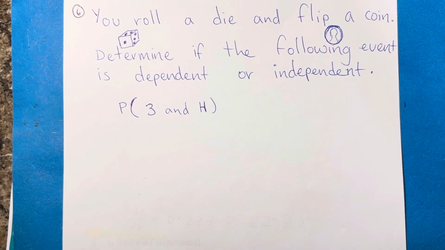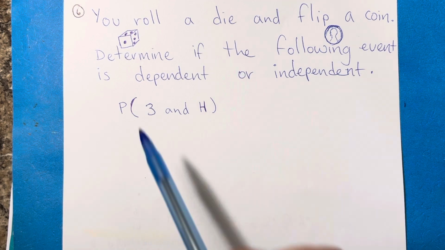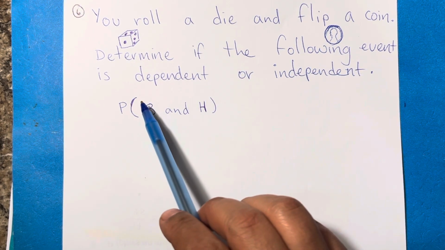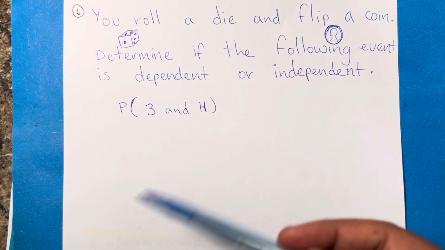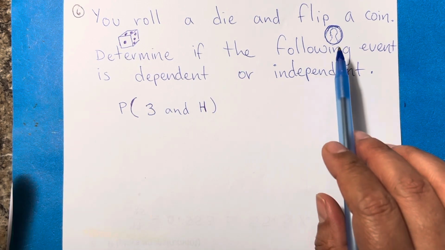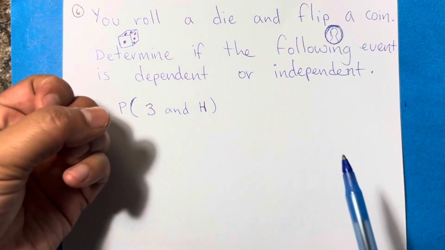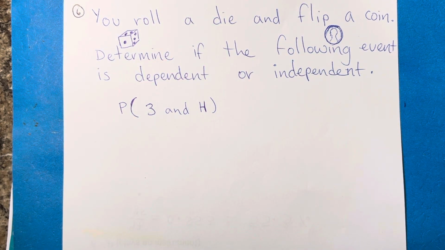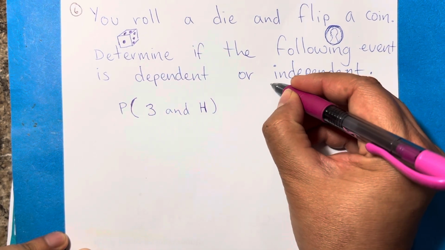For number 6, it says you roll a die and flip a coin. Determine if the following event is dependent or independent, and then we're going to solve it. Well, because it doesn't matter what you roll on the die, it won't affect the outcome of the coin. Well, it doesn't matter, then that means that it's going to be independent.